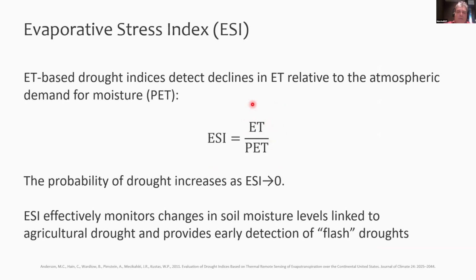So obviously, as evapotranspiration increases, or the demand for atmospheric moisture decreases, then ESI approaches 1. And then conversely, if ET decreases, PET increases, then ESI approaches 0, which is bad.